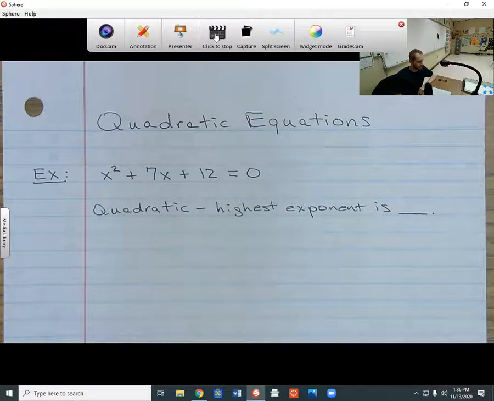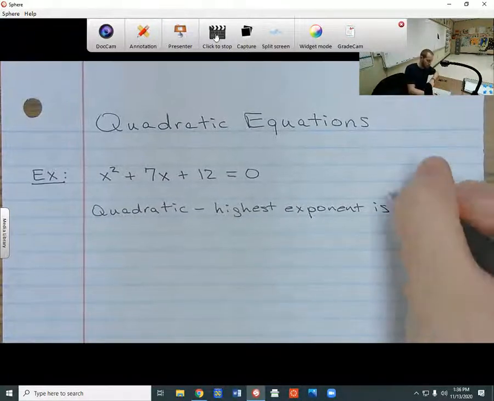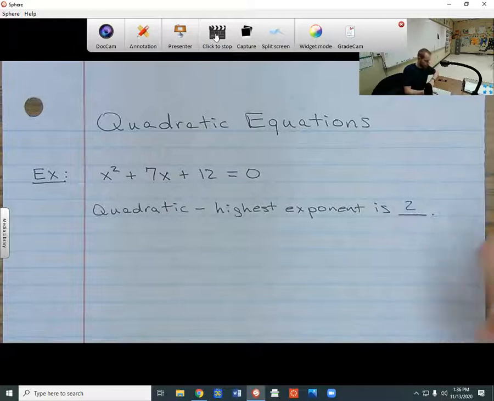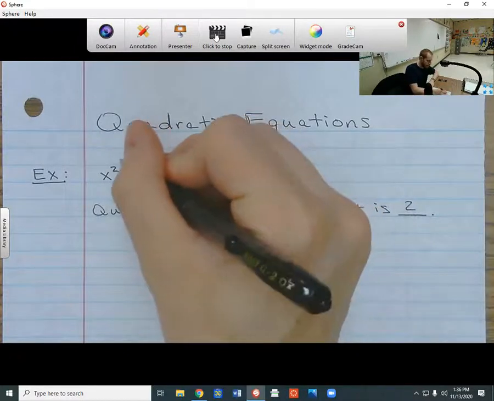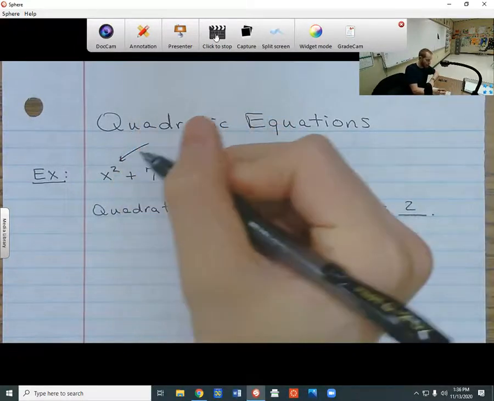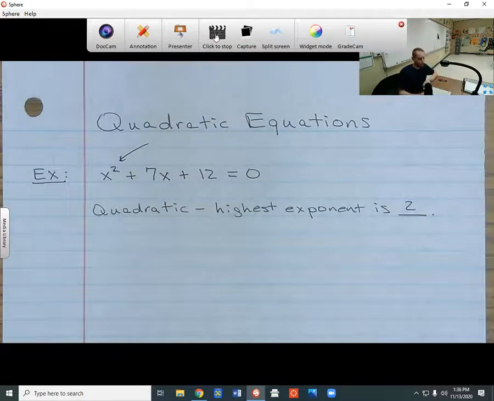Alright, today I wanted to talk about quadratic equations. Now, the special thing about quadratic equations is the word quadratic. The word quadratic basically means that you're going to have a polynomial expression where the highest exponent is always going to be 2. So the highest exponent over here, which is usually on the far left-hand side, is going to be 2.